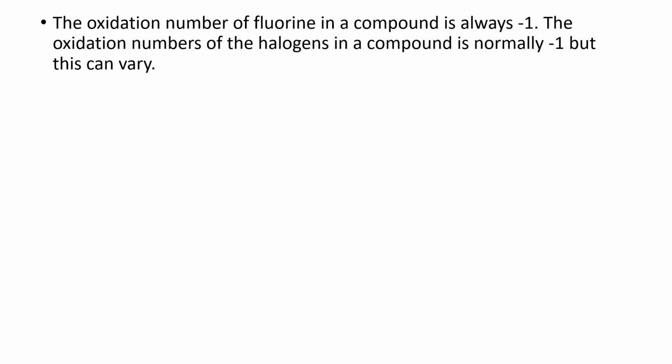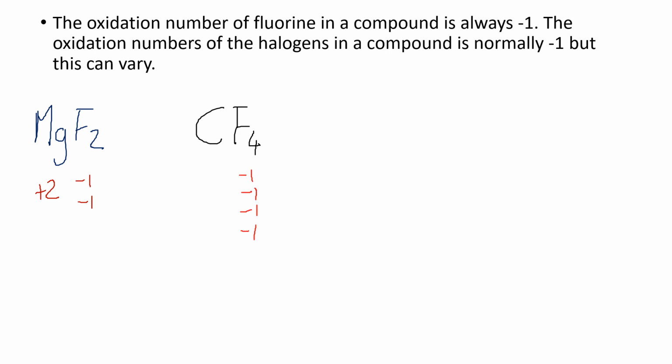Yeah, so the oxidation number of fluorine in a compound is always -1. So for instance, if you had magnesium fluoride, MgF2, the fluorine would be -1, and therefore the magnesium would be +2. Or if you had something like carbon tetrafluoride, CF4, the fluorine would be -1, 4 of them, and therefore the carbon must be +4.